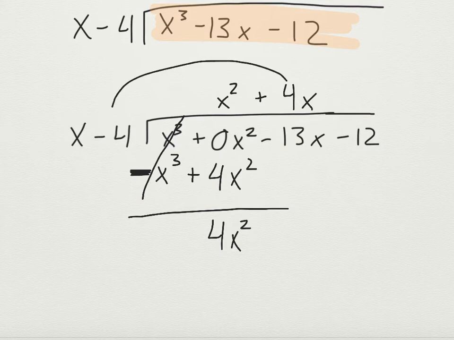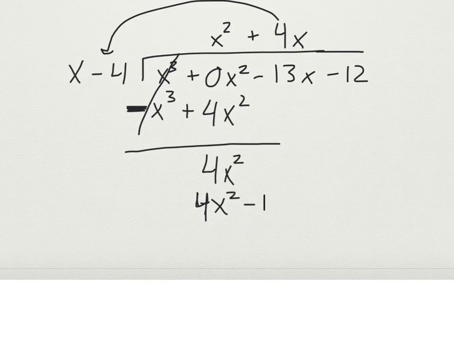And now we go backwards and we need to multiply 4x times x minus 4. So what do we get when we times 4x times x? 4x squared minus negative 4 times 4x, which is negative 16x. Did you get the 4 again? We needed to see what times x gives us 4x squared. So that's how we got the 4x.